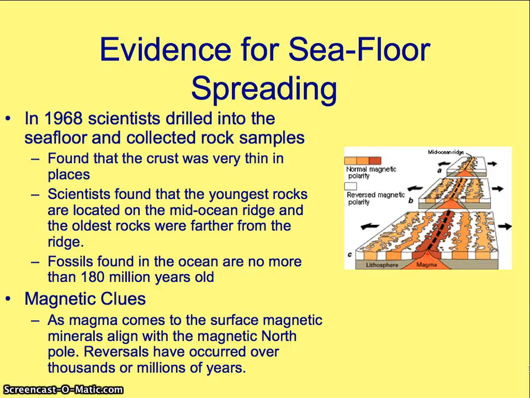The other piece of evidence was magnetic clues. So as magma comes to the surface, magnetic minerals such as magnetite align with the magnetic North Pole. And if you look at these magnetic minerals, they can actually see that they reverse over millions of years. Just like if you take two magnets and put them together, sometimes they'll attract or repel, you can look at the magnetic minerals to see which way they will attract and repel to see the magnetic clues.